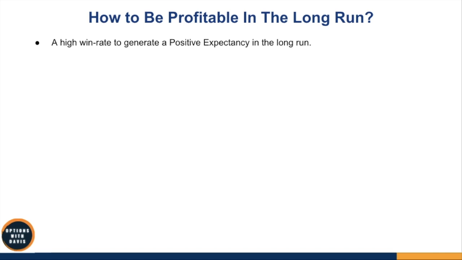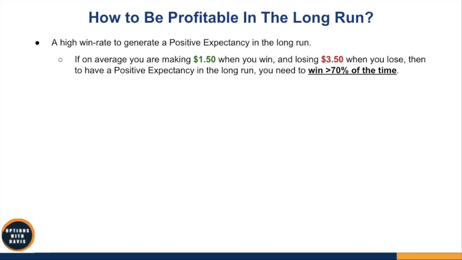So the key here is that you need a high win rate to generate what you call a positive expectancy in the long run. This is the keyword. If on average you are making $1.50 when you win and you're losing $3.50 when you lose, then to have a positive expectancy in the long run, you need to win more than 70% of the time. So this is how you can create a winning trading strategy for yourself. It doesn't matter whether you are making $1.50 or less. What you need to compensate for this low win amount compared to your loss amount is a higher win rate.